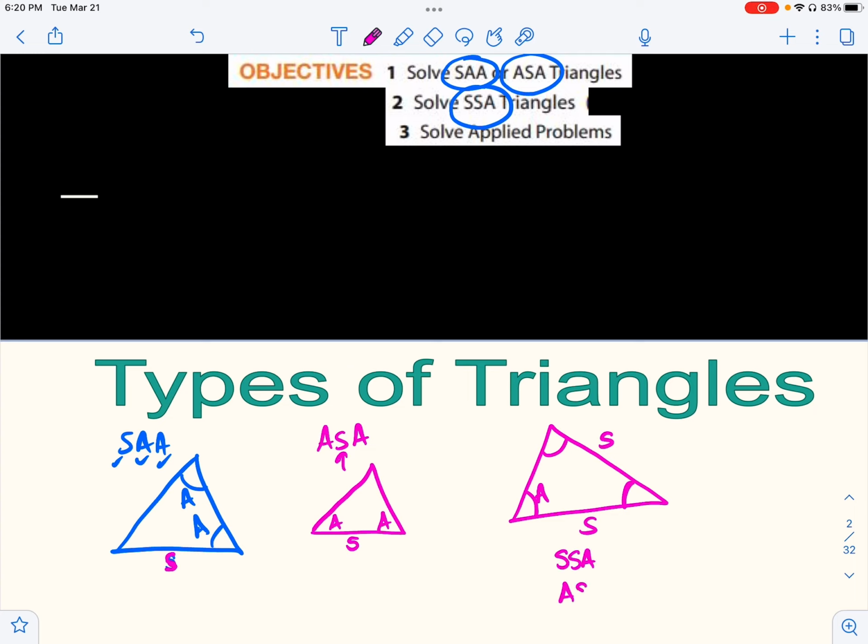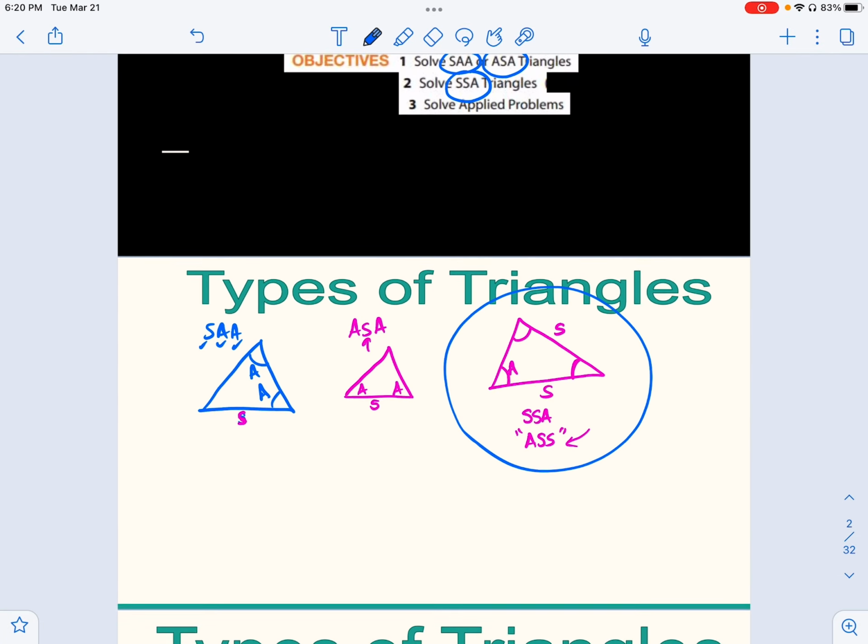I could also call it ASS. Yes, I know, now it becomes an actual English word. But if you want to remember it this way, it's okay because this one kind of stands out and this one can be a little tricky. So we'll get to that part. So those are those three types.